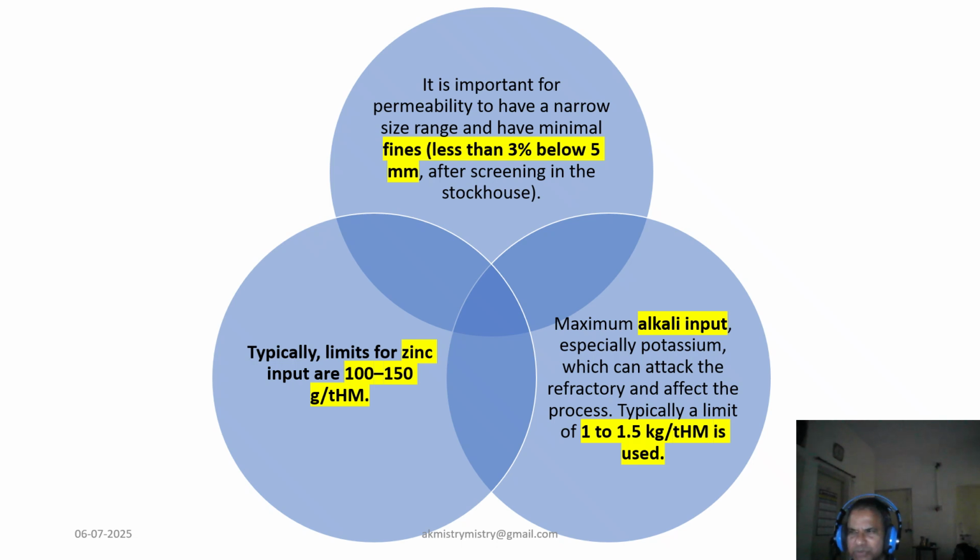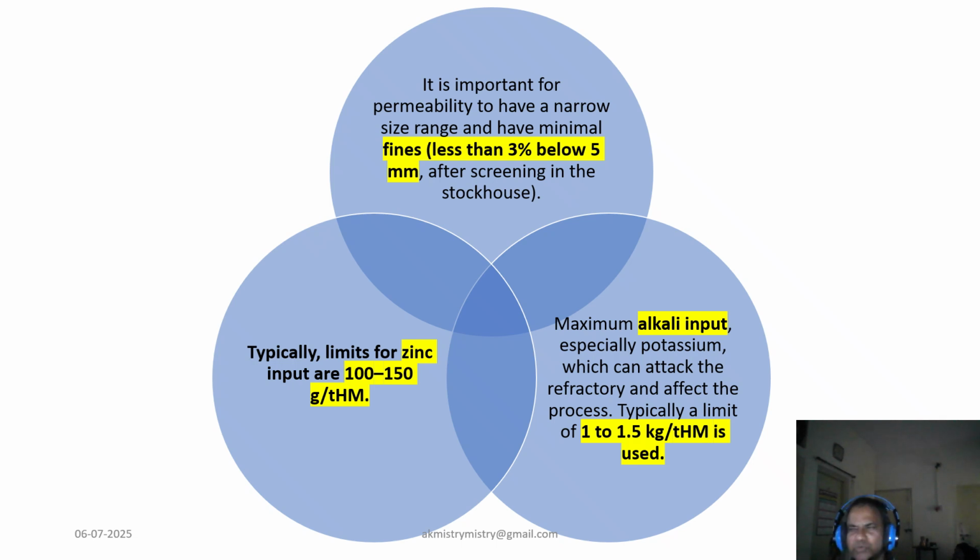Okay, so now coming to alkali, I would like to say that we must control alkali input, particularly zinc, which should be limited to 100 to 150 grams per ton of hot metal. And this numerical figure is very important, because unless we know what the limit is, it is difficult to take action. So we must confine our limit to 100 to 150 grams per ton of hot metal.